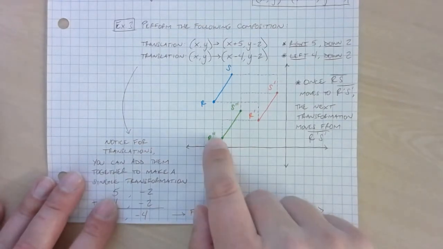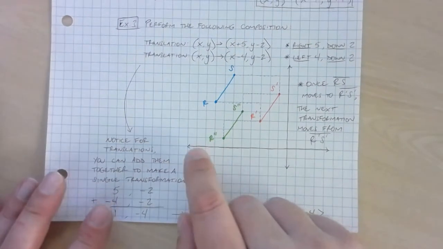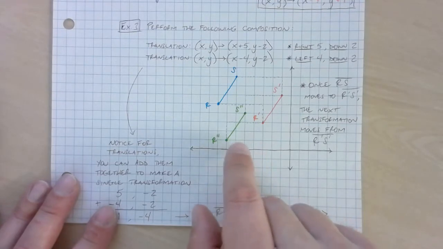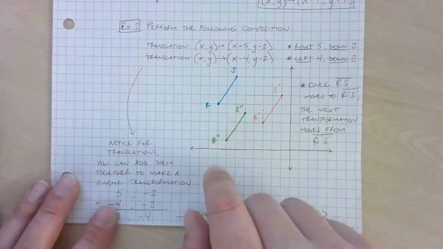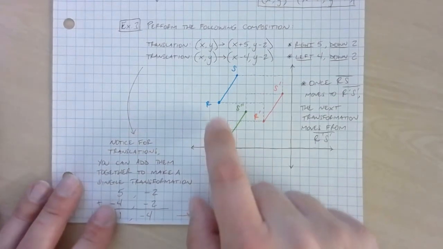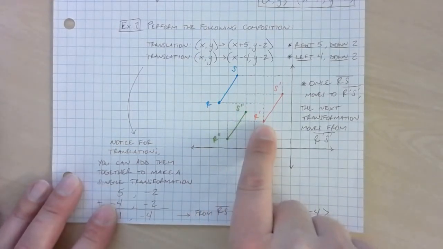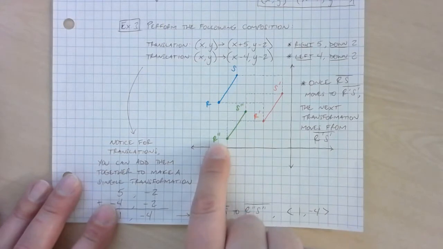Okay. And for really intense movements, like if I had 50 movements going on, I'm not going to put 50 apostrophes. They would just put a little number there, kind of like an exponent, just to distinguish between where it started and where it began. Okay, so I can say I moved from R to R prime, from R prime to R double prime.